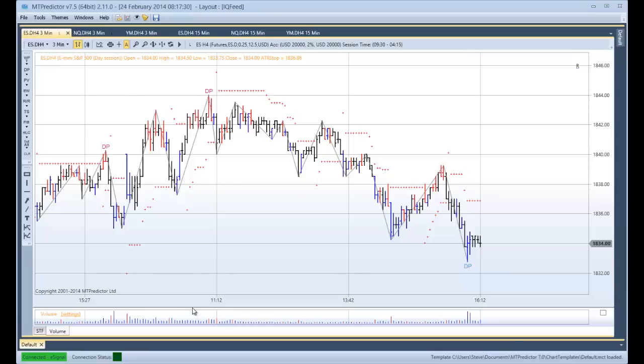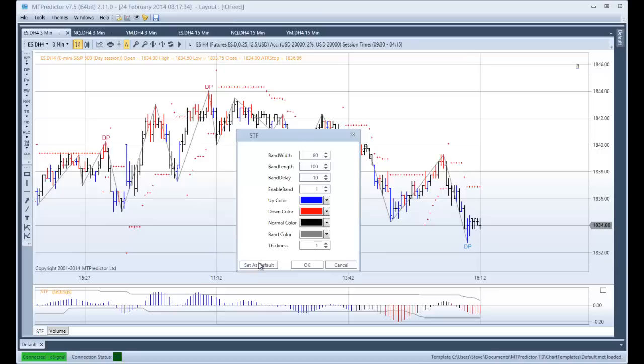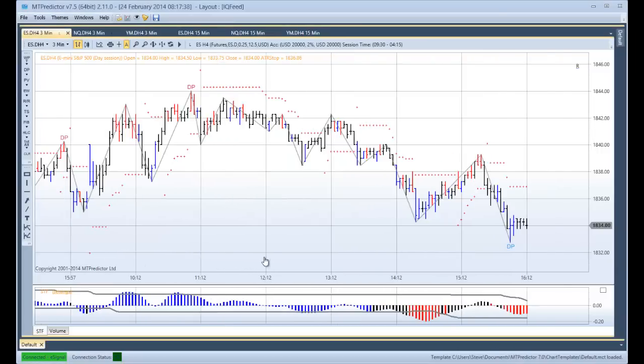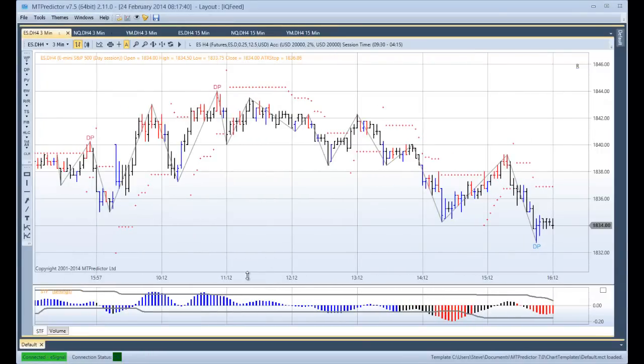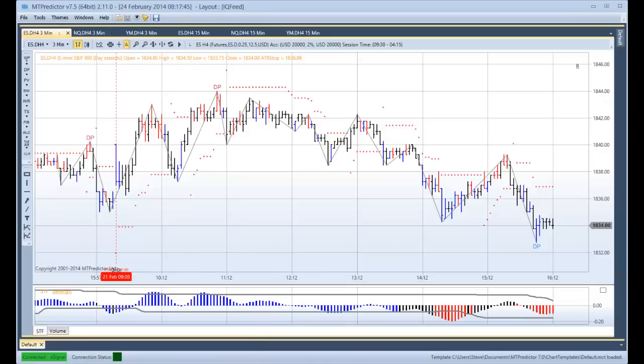Let's start off by looking at the ES. I'll just bring our STF up here, make that a bit bigger so you can see it. Here our STF color is blue. If I just put the session breaks on, you can see where yesterday started. So the 21st started there. The setup I always like to look at on the ES is this one here. You can see it's against the blue STF, therefore for the newer MTPredictor traders the larger degree trend is up.